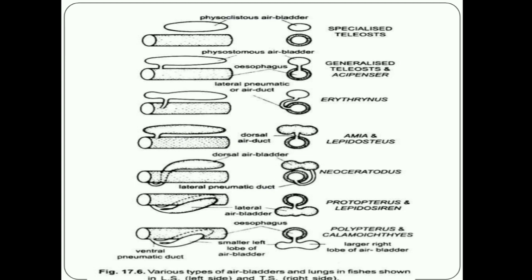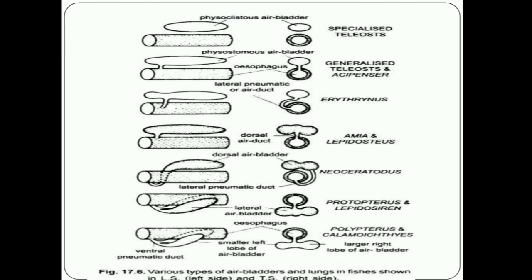Now, Protopterus and Lepidosiren fish. The air bladder occurs on the ventral side of the esophagus. It is similar to the Polypterus fish, but with a difference. The air bladder has two similar lobes. These two similar lobes open into the esophagus by a pneumatic duct on the ventral side.